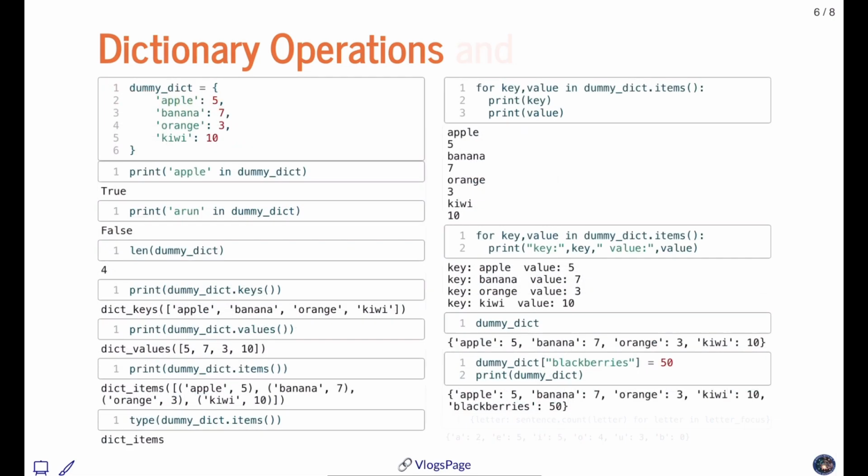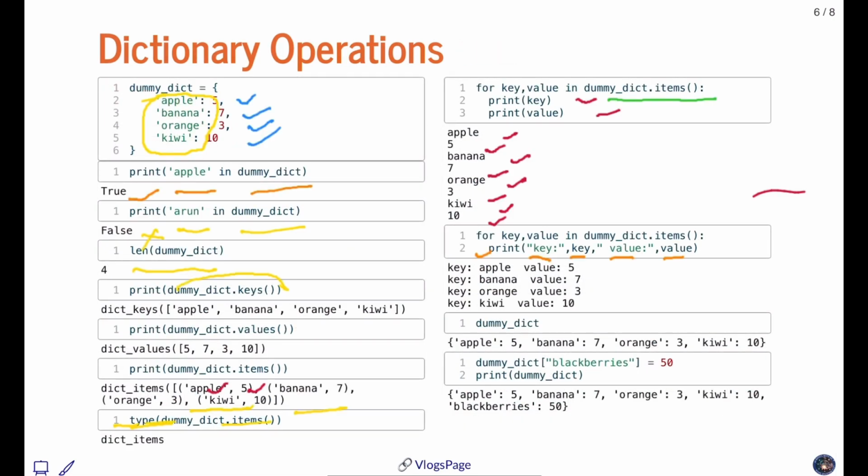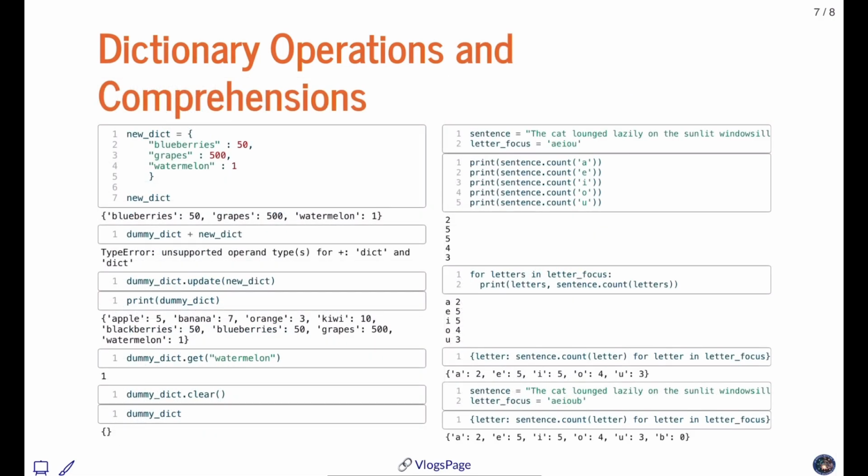And I have added it to this automatically. Now I have created a new dict with blueberries, grapes, and watermelons, and then I'm trying to add both dummy dict and the new dictionary. These are not getting added, right? In the earlier list operations, when we try to add two lists, it gets added. And then we have learned in another operation in our previous episode, when we are trying to add two lists, we can also use an extend.